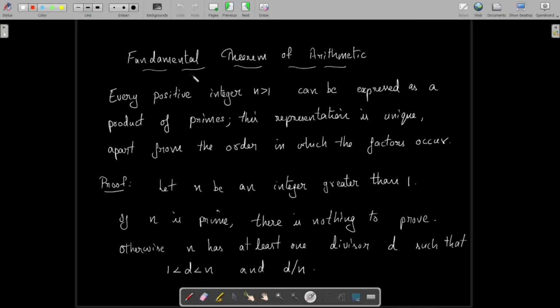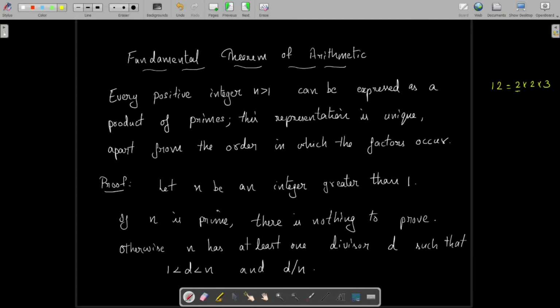Today let us discuss the fundamental theorem of arithmetic. Every positive integer n greater than 1 can be expressed as a product of primes. This representation is unique apart from the order in which the factors occur. For example, if you take the integer 12, it can be expressed as 2 into 2 into 3.